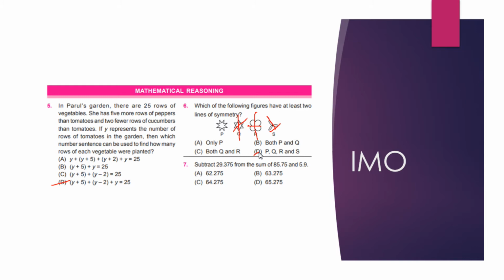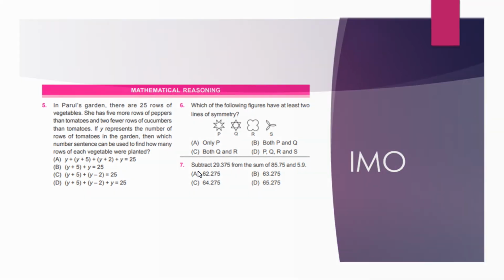Okay. Next, subtract 29.376 from the sum of 85.75 and 5.9. This is very easy. You can do basic operations. Yeah, the answer is 62.275.